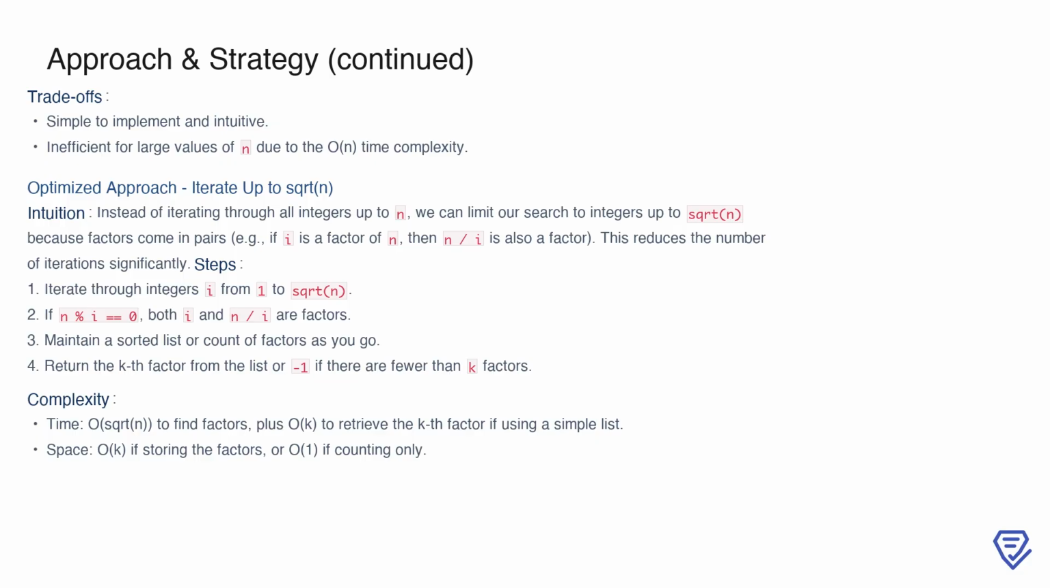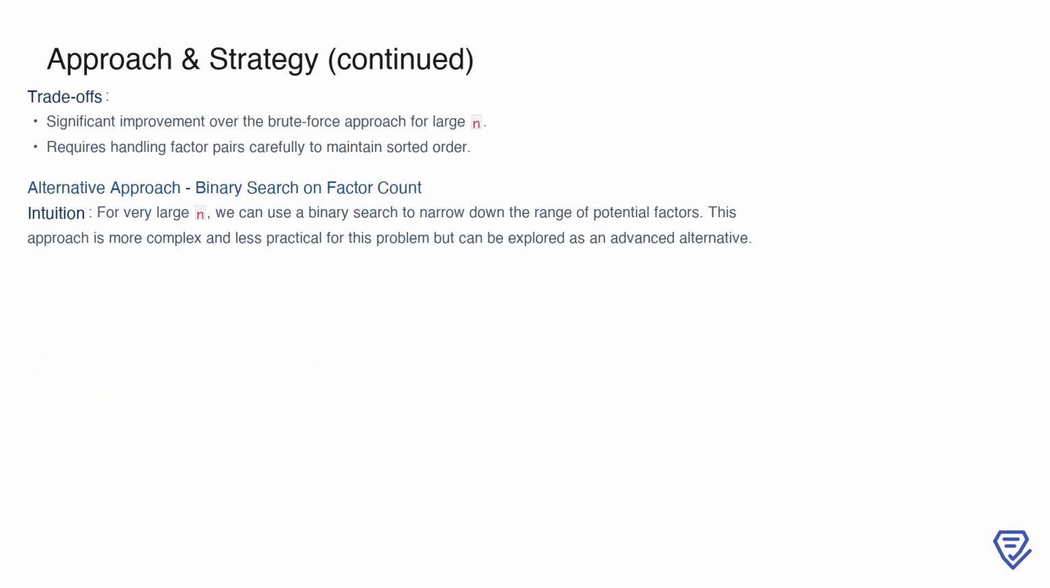This reduces the time complexity to O(sqrt(n)), which is a significant improvement over the brute force method. Depending on whether we store factors, the space complexity can range from O(1) to O(k). This optimized approach offers clear advantages over the brute force method, particularly for large values of n. By leveraging the fact that factors come in pairs, we substantially reduce the number of iterations.